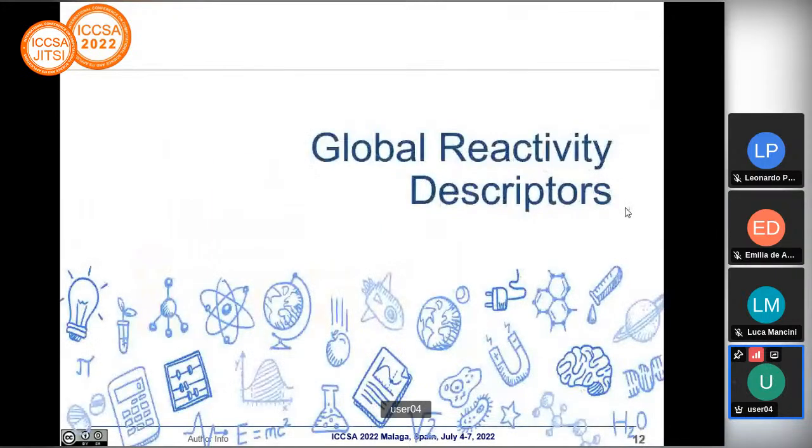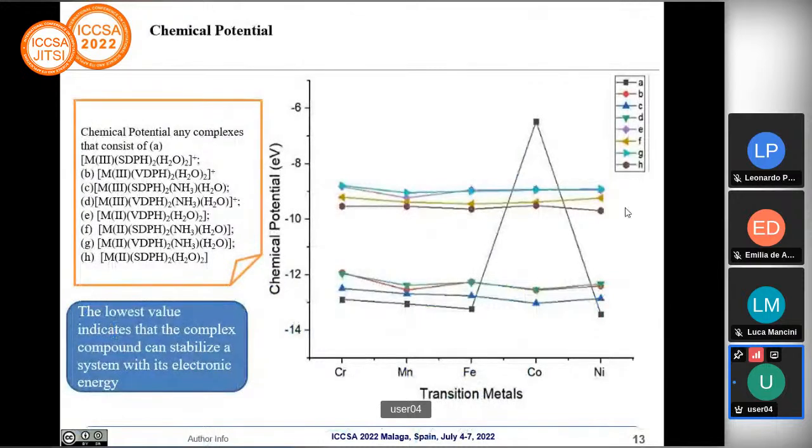And then this is the result of the global reactivity descriptors. Why can we use global reactivity descriptors? Because they support the results of my research. Because if we know about the reactivity of this complex, we know whether the experiment will be successful or not. So this is the result.